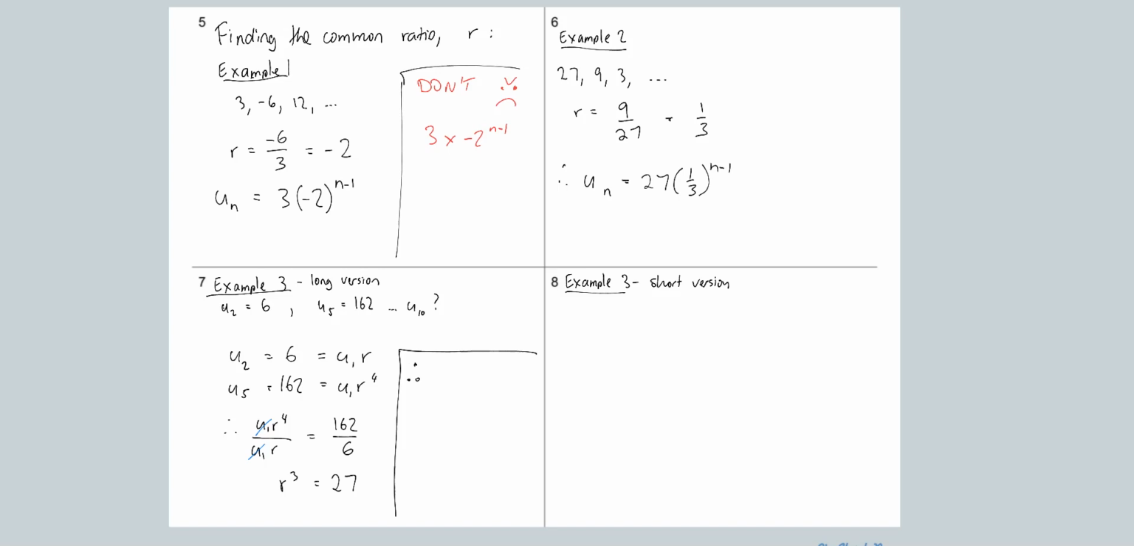And therefore, r must equal 3. What do you think? Is that okay? Cool. So now that we've got r, we've got to work out u sub 1, and then we've got to put it all together. And this is the long version, so I haven't left myself enough room, unfortunately. But let's just give it a go.